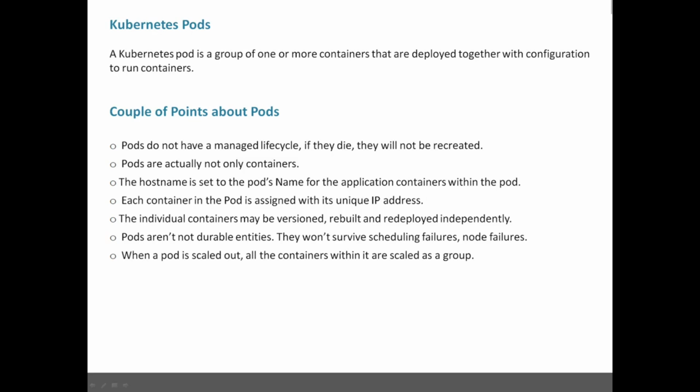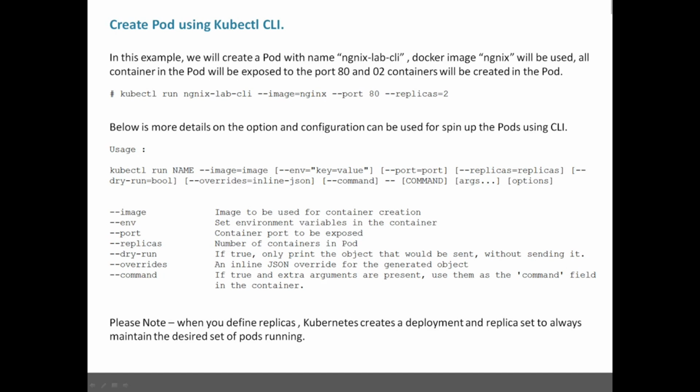When a pod is scaled out, all the containers within it are scaled as a group. It means, let's say in a pod you got 5 containers. You have defined it need to have minimum 5 containers. And if you scale up the group with the new configuration, then automatically all the pod members or pod containers are going to get new configuration. So no need to do the changes on individual pod member. That's again great feature of Kubernetes.